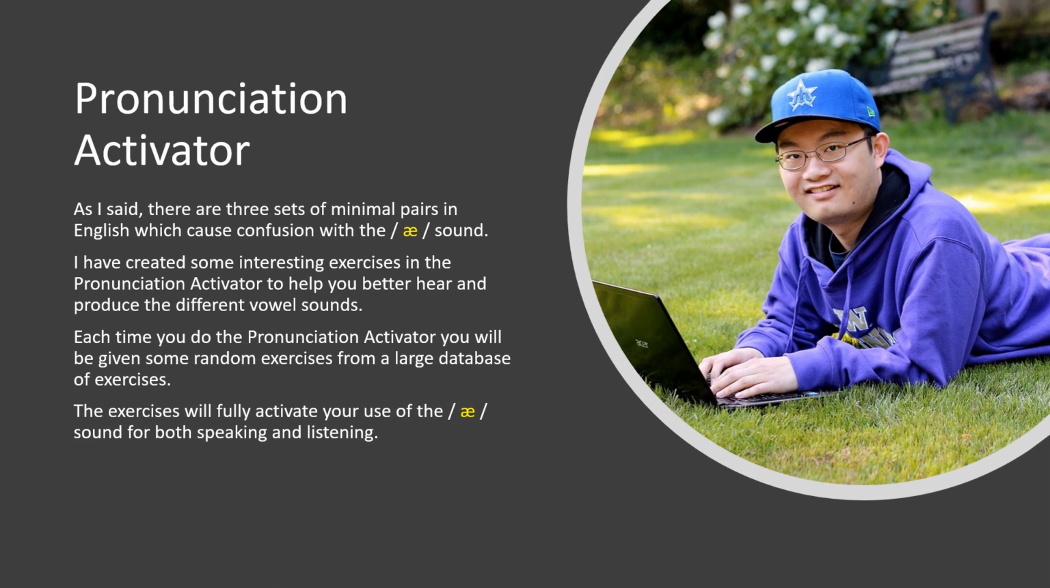Pronunciation Activator. As I said, there are three sets of minimal pairs in English which cause confusion with the /æ/ sound. I've created some interesting exercises in the Pronunciation Activator to help you better hear and produce the different vowel sounds. Each time you do the Pronunciation Activator, you'll be given some random exercises from a large database of exercises. The exercises will fully activate your use of the /æ/ sound for both speaking and listening.